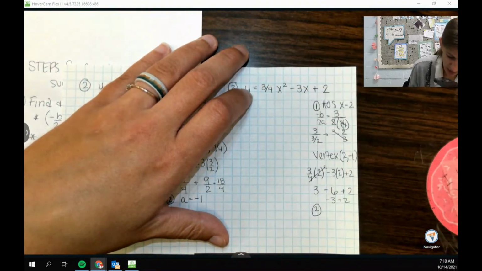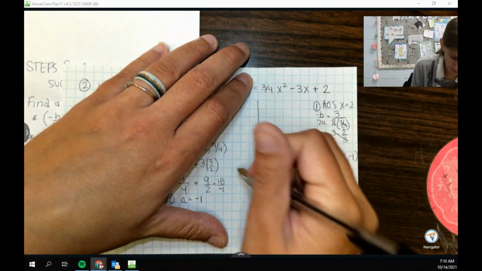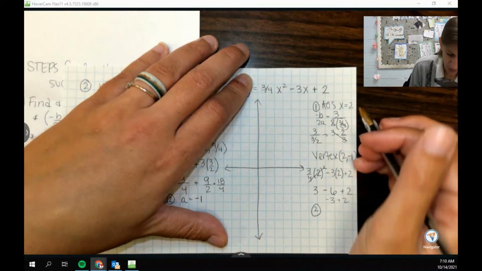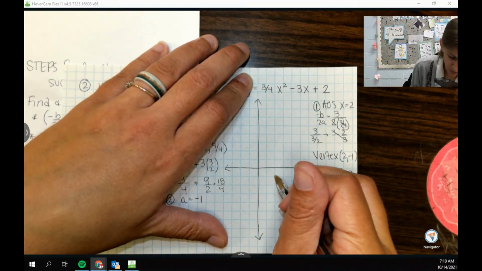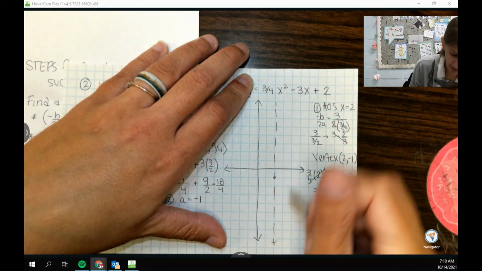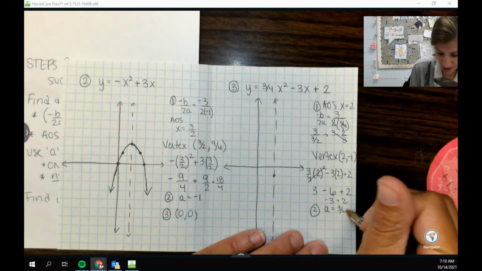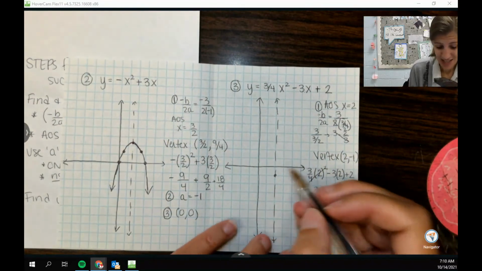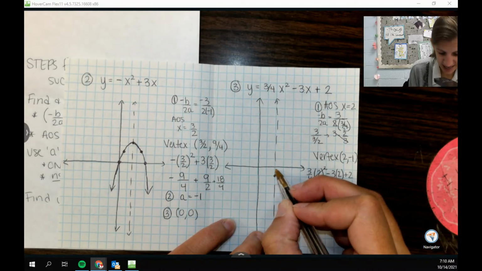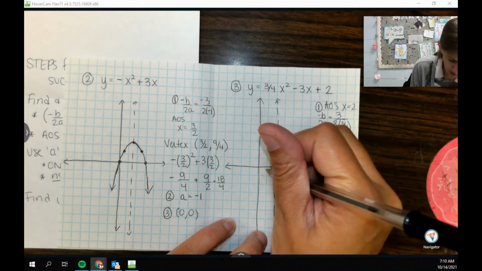Okay, so let's get graphing this a little bit. So we got vertex at 2, negative 1, axis of symmetry going through that. Then we can use our slope, which is 3/4. So from here, we can go up 3/4 and then over 1. Flip it over, put it on the other side.